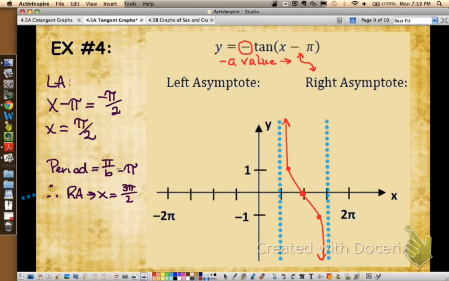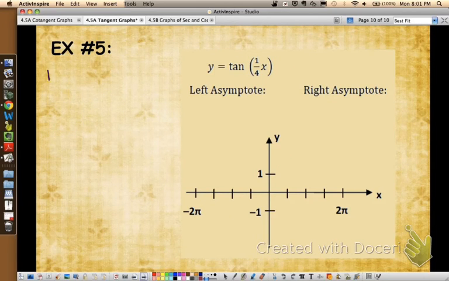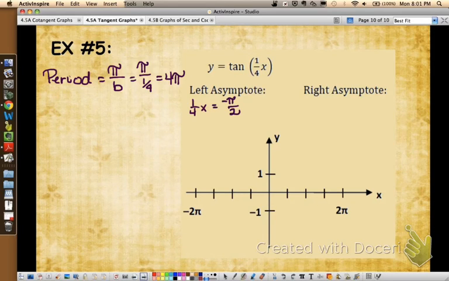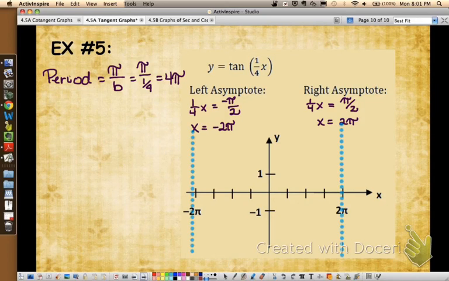Alright, and then finally, we take a look at this one. Once again, we want to take a look at the period, which is going to be 4 pi. So our asymptotes are going to be 4 pi units apart. The left asymptote, we again set equal to negative pi over 2, and therefore that left asymptote is at negative 2 pi, and the right asymptote is at 2 pi. And the value of a is 1, so again those midway points, these 2 points right here, are going to be at 1 and negative 1. And then you just can sketch your curve.